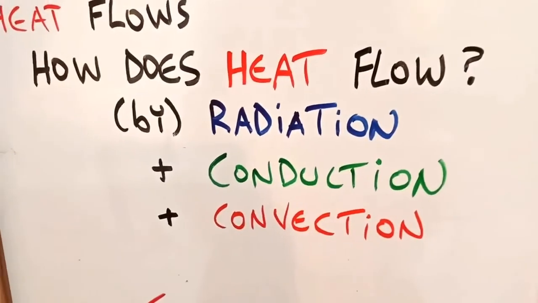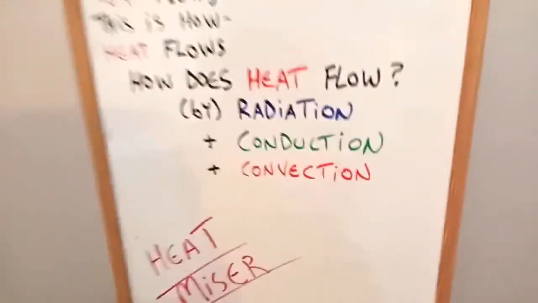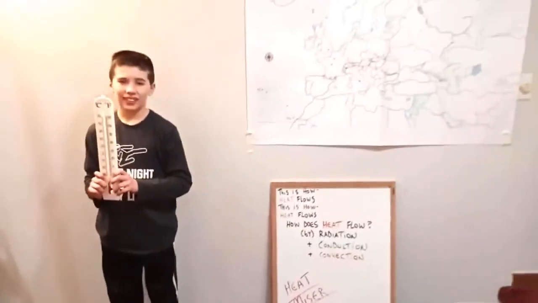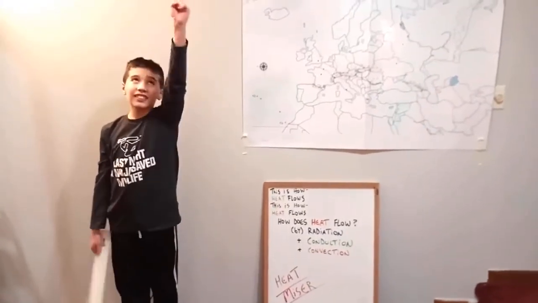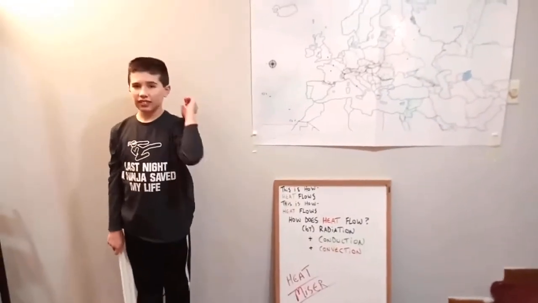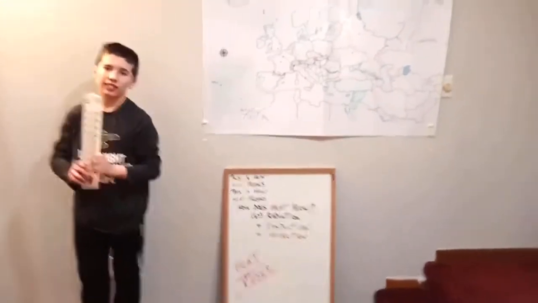Light shine bright. How does heat flow? We're going to use the song from the Heat Miser. And when we get to the part for radiation, we'll act like radioactive. We'll act like a conductor for conduction, and for convection, we'll just make a C. So we'll do the song from the Heat Miser.